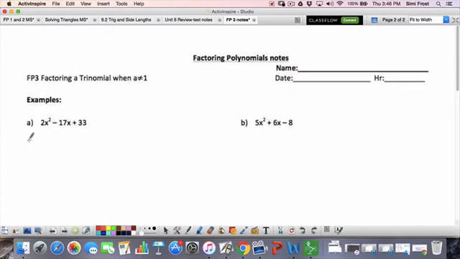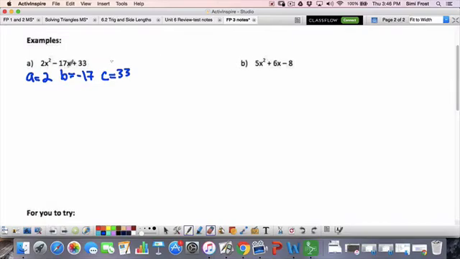Okay, so first thing we're going to do here is determine the a, the b, and the c. So our a is 2. Our b is negative 17. And our c is 33. We're going to set up the I-bar. Two times 33 is 66, and I'm going to put my b down here. And we do have a negative in this case, so we're going to get a chance to see what happens when we have a negative.